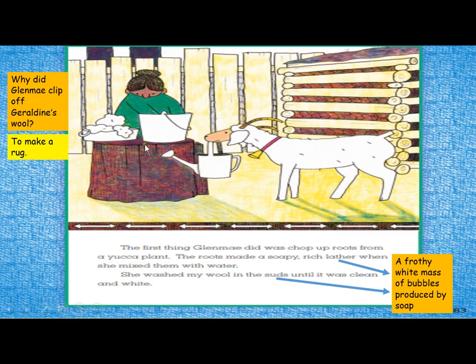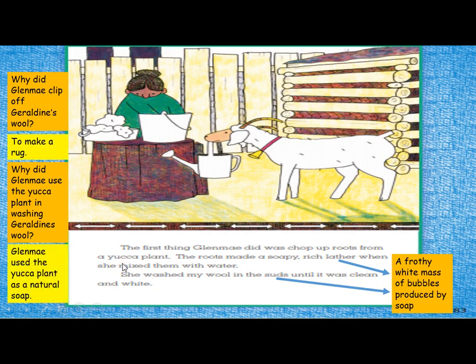So why did she clip off Geraldine's wool in the first place? To make a rug. So what was the first step after chopping it off? Cleaning it with suds. Cleaning it with suds that was produced by what? A yucca plant. Alright. Why did Glenmay use the yucca plant in washing Geraldine's wool? Because again, this plant is the natural substitute of soap. So she used it as a natural soap, as you can see here. Now let's move to the next page.